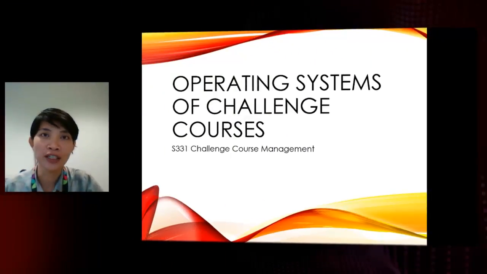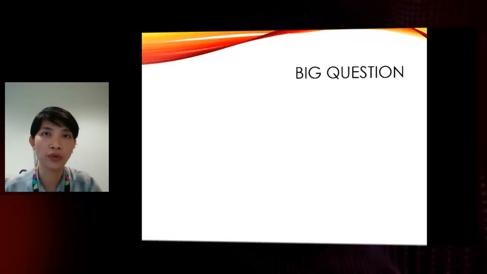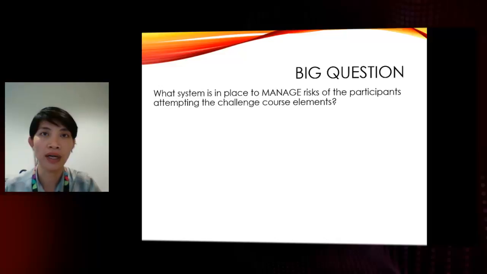Today we are going to focus more on the operating systems of challenge course elements. By the term challenge course, you would understand, but what about operating system? Operating system sounds very daunting and abstract, but it's really more about managing the risk of participants when they go through the activity. So bear that question in your head as we go through this segment. I repeat the question: what system is in place to manage the risk of the participants attempting the challenge course elements?